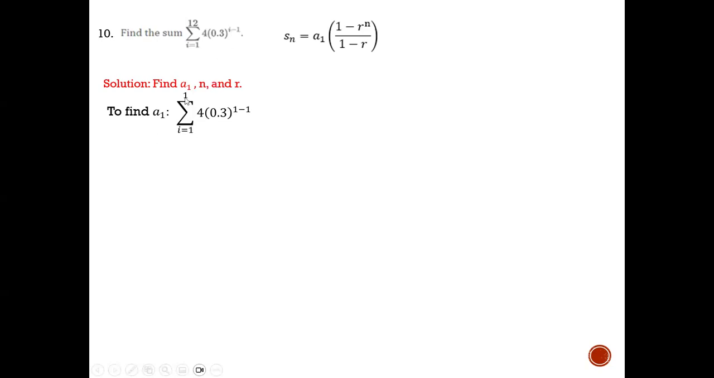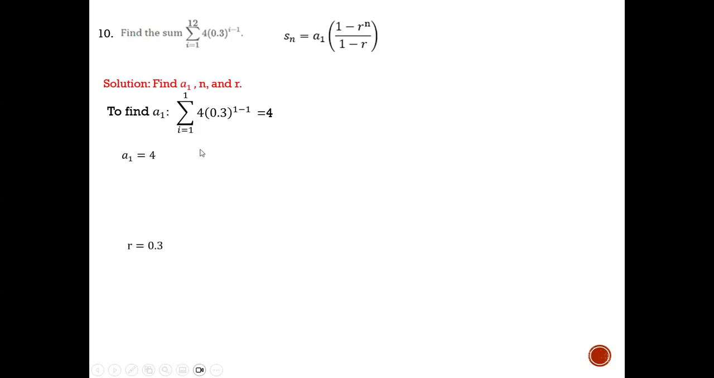So you're just going to take 1 to 1. It's just that one term, that's a sub 1. So if you plug in a 1 for i, that's going to be your first term. So 1 minus 1 is 0. So that's going to give me 0.3 to the 0 power, which is 1. And then 1 times 4, which is going to be 4. So I use that to get my a sub 1.